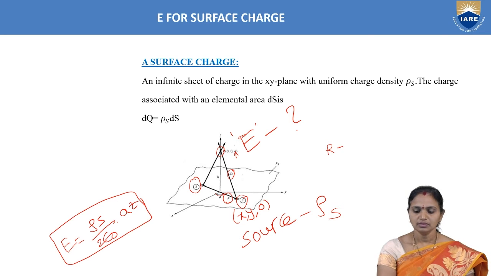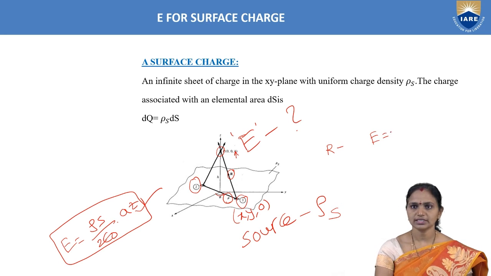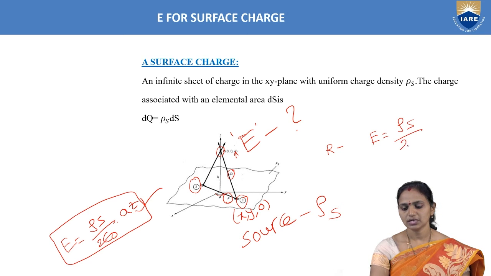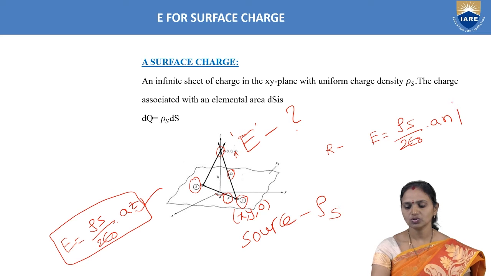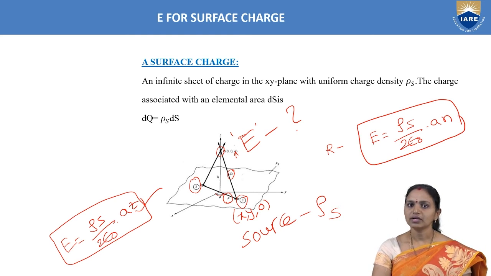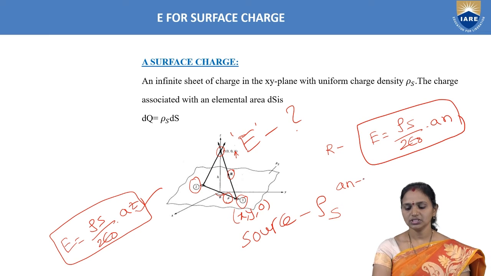Now here the surface charge is located in xy plane and the field point is located along z axis. As the field point is located along z axis, the resultant electric field strength is also along z axis. And if you want to write the generalized equation of electric field strength, then we can write it as rho s by 2 epsilon naught into An, where An is the unit vector which is normal to the sheet.